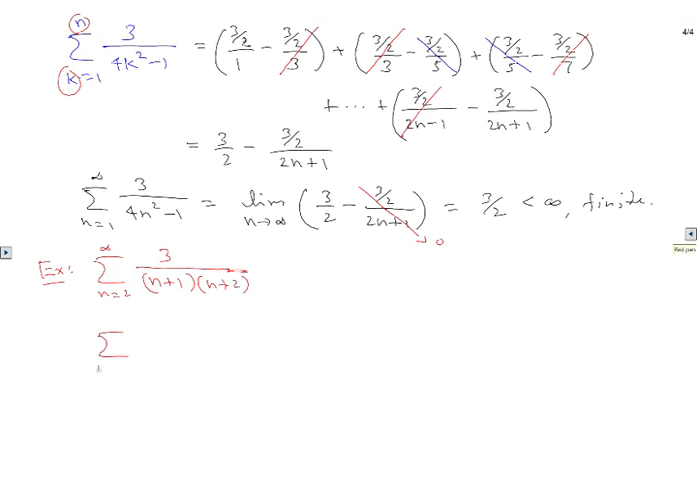Another one, the sum for n going from 1 to infinity of 5 over, let's say, we can write this one as n squared minus 4n plus 3. Yeah, you can try these two and see how things go.